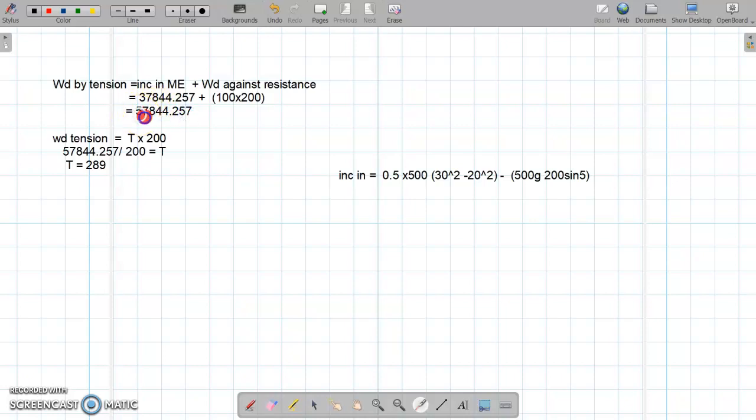So that's the work done by the tension. Well, work done by tension is the force due to tension, which is the tension, times distance, 200. So there you go, the tension comes to 289.